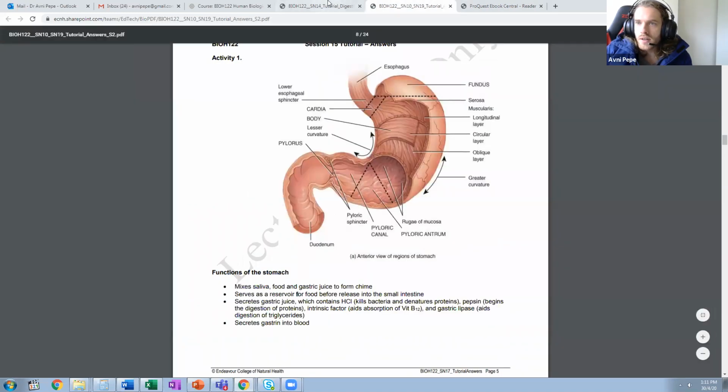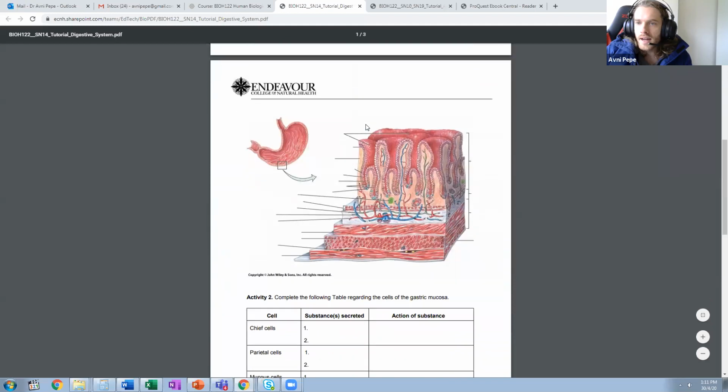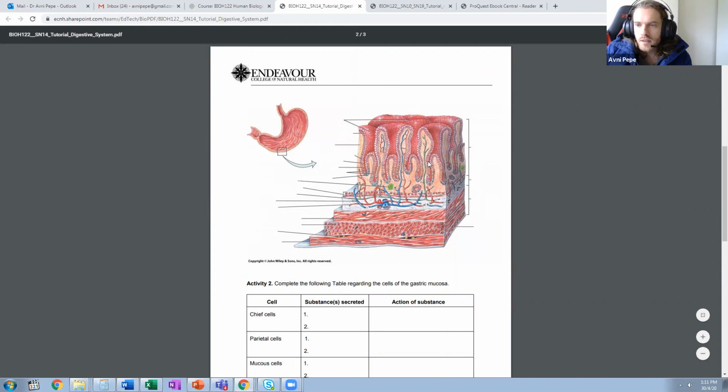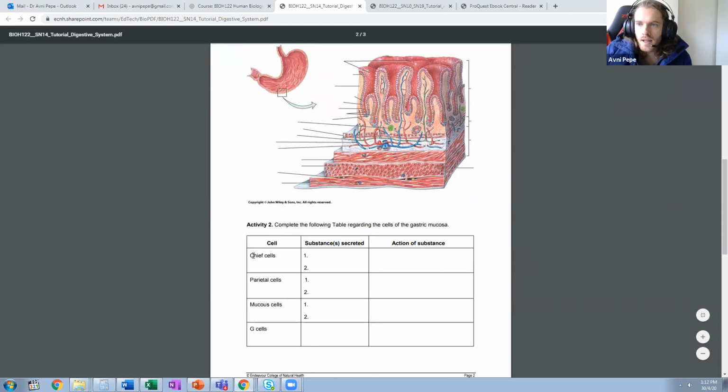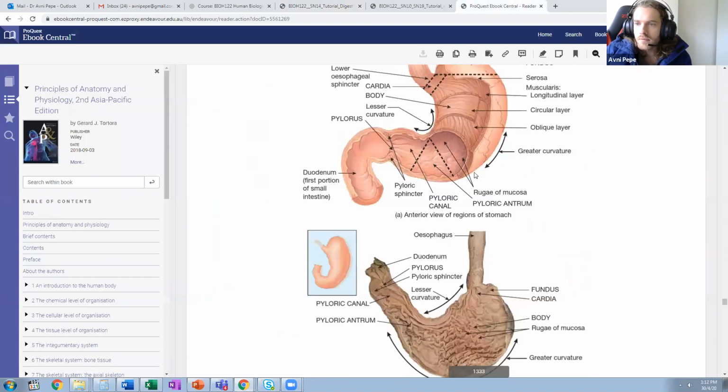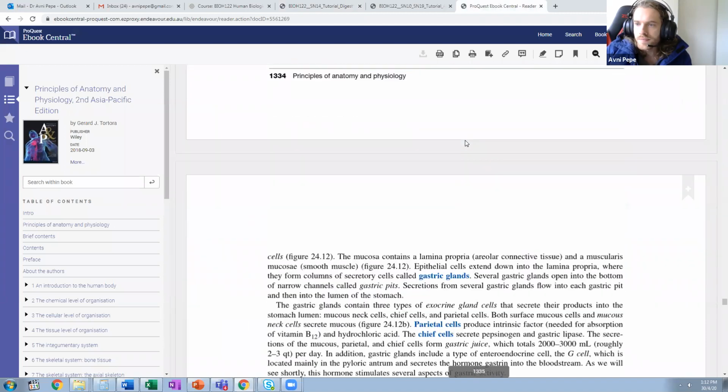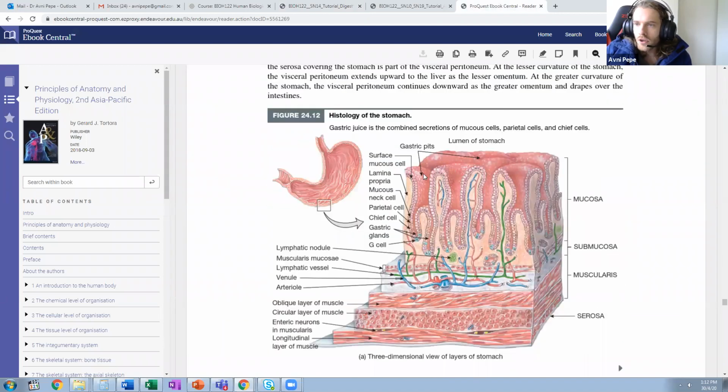Okay, so coming down now, the next part we're going to look at is more about the microanatomy. In particular, what we're interested in is the cells and what they're doing. You can see here there are a number of cells. I'll come down in the textbook to show you this. So we've got these gastric pits. The gastric pits serve to increase the surface area of the stomach. With more lining, we get more surface area.